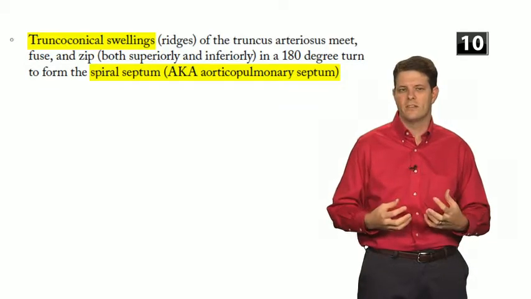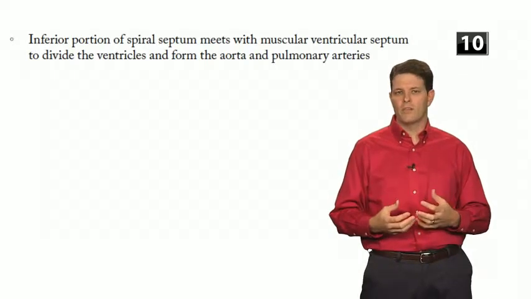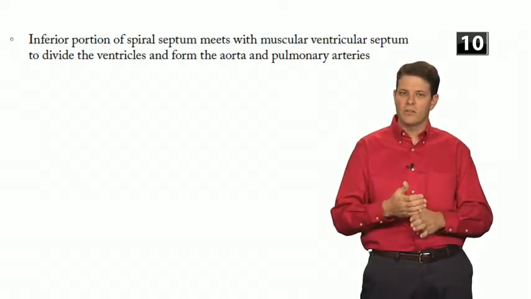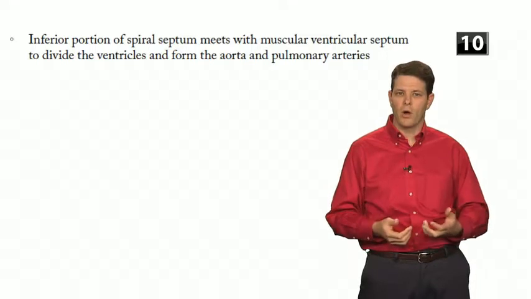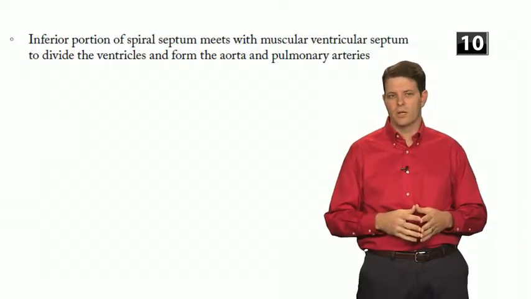developmental processes, establishing order. Then the most inferior portion of the spiral septum meets up with the muscular ventricular septum to divide the ventricles and form the aorta and the pulmonary arteries. Again, that 180-degree spin move is what's so essential here.